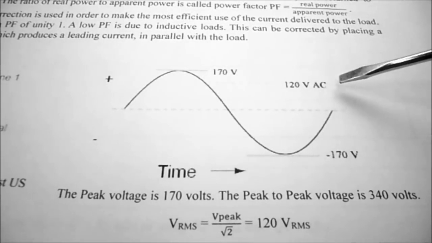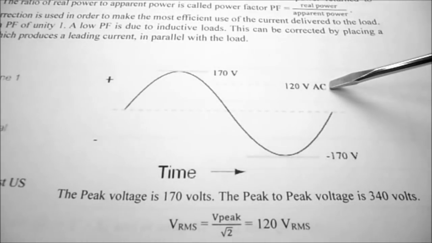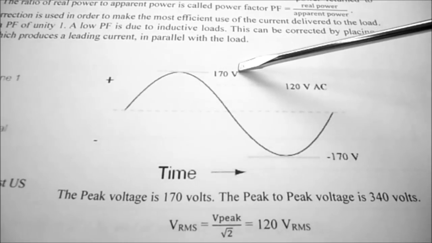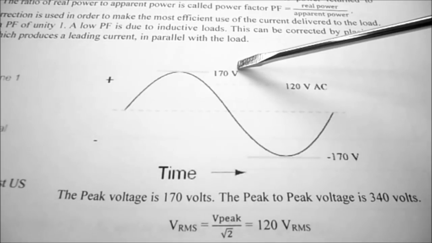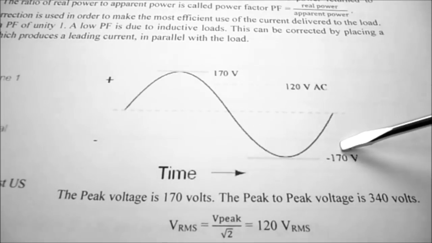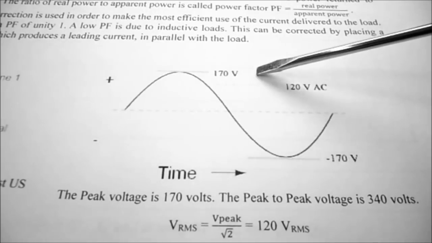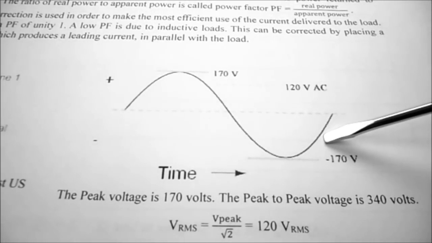I just want to remind everybody that when you're working with 120 volts AC, that's an RMS voltage. If you take the 120 volts AC RMS and divide it by 0.707, you end up with 170 volts peak. Remember, when you have 170 volts peak, you have minus 170 volts on the negative peak. So the peak-to-peak voltage becomes 340 volts.